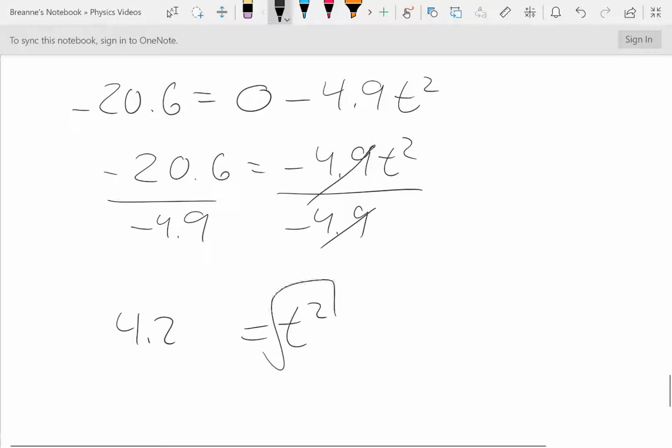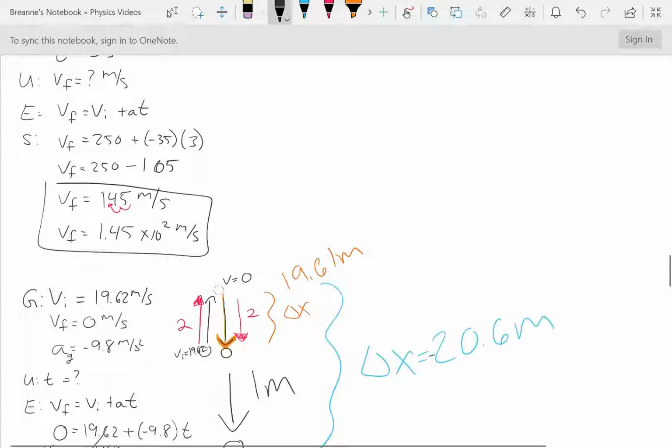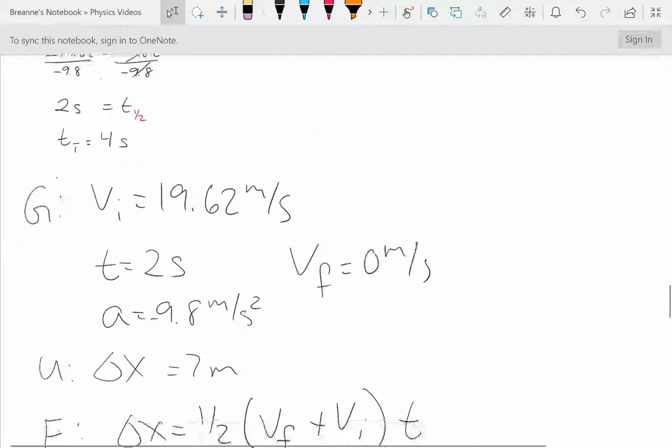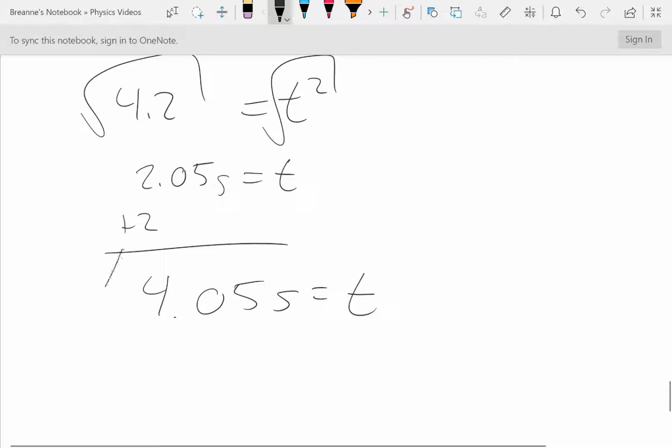You have to get rid of that squared. The opposite of squared is square root. So you square root your answer, which is 4.2, and you're left with 2.05. Now, this time is only the time it took to fall down. We have to add the time it took to go up, which is 2. So we take our 2.05 plus 2, so our answer becomes 4.05 seconds.